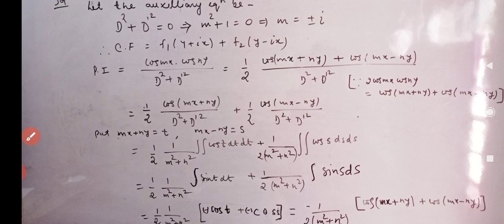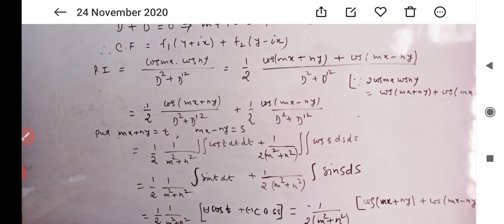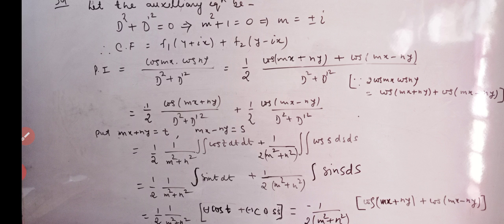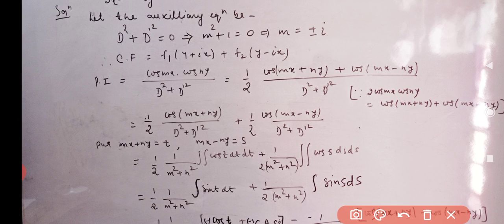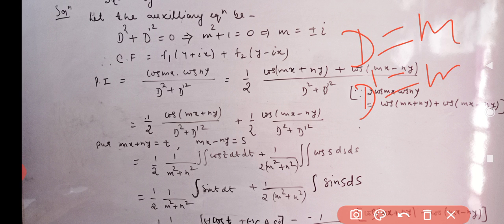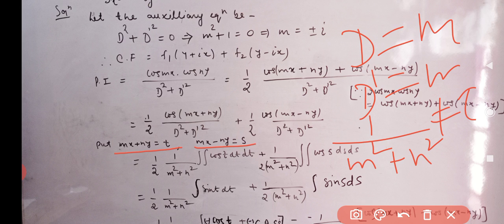Now by solving this, we have half cos(mx plus ny) divided by D square plus D dash square, plus half cos(mx minus ny) divided by D square plus D dash square. The denominator is not equal to 0. Why? Because putting D equal to m and D dash equal to n, we have in the denominator m square plus n square, and this is not equal to 0. Therefore, we put mx plus ny equals t and mx minus ny equals s.